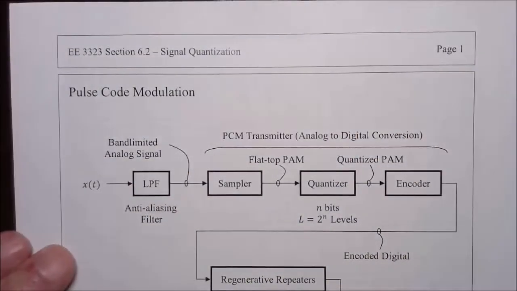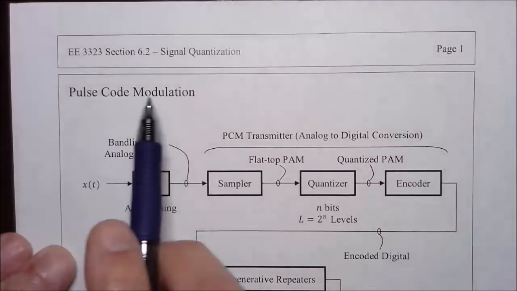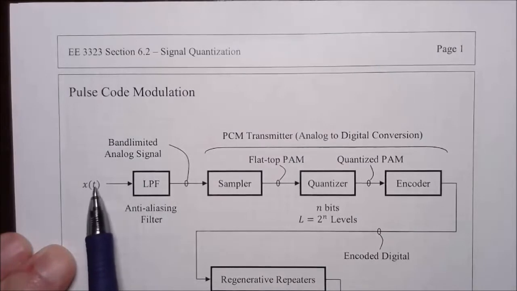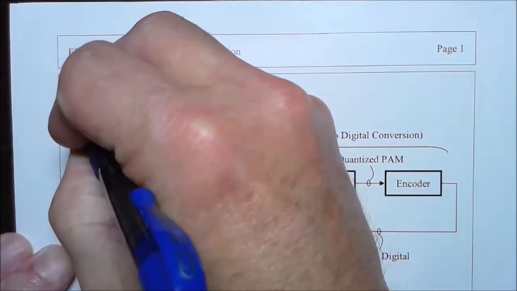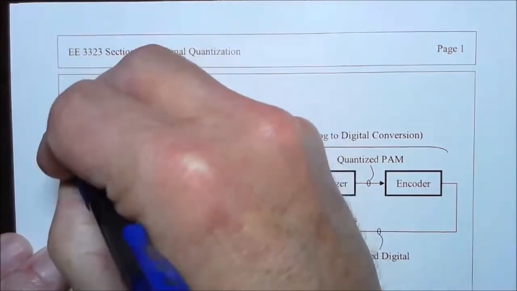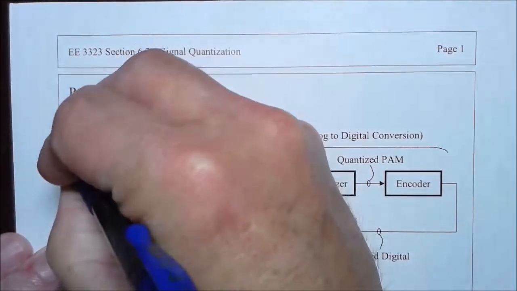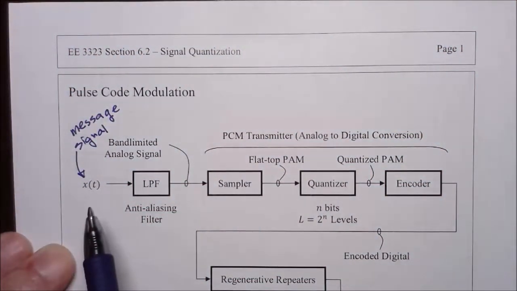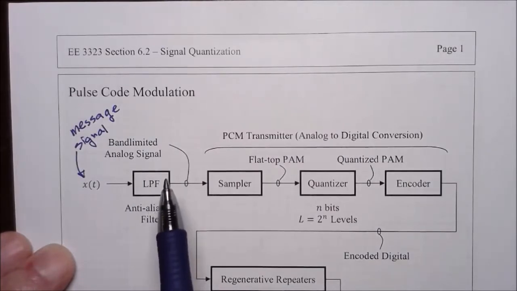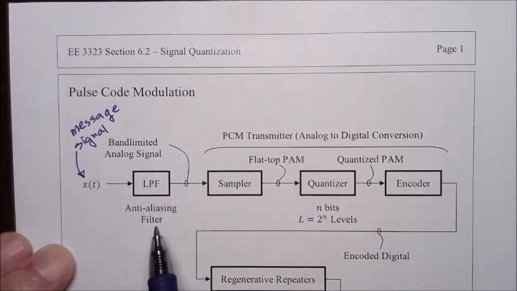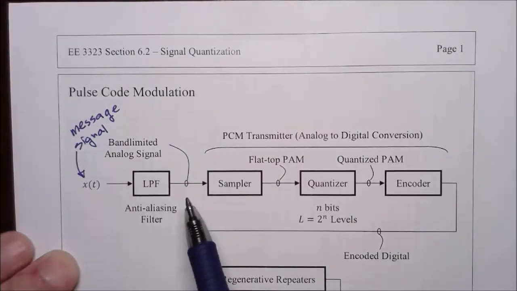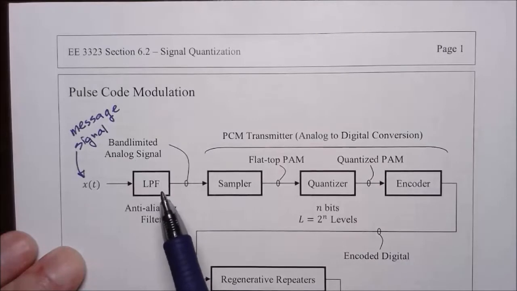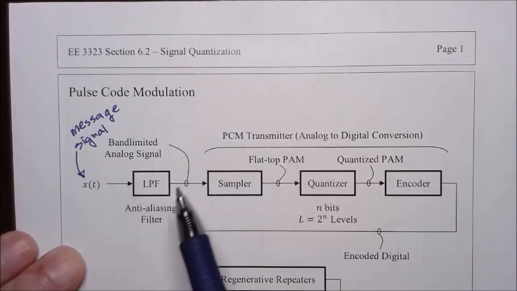This is a generic digital communication system employing pulse code modulation. We start with signal X of T, which is the message signal. It's a continuous analog signal. It is applied to an anti-aliasing filter, which is essentially a low-pass filter, to give the message signal a sharp band limit in bandwidth. So the result of the filtering is a band-limited analog signal.